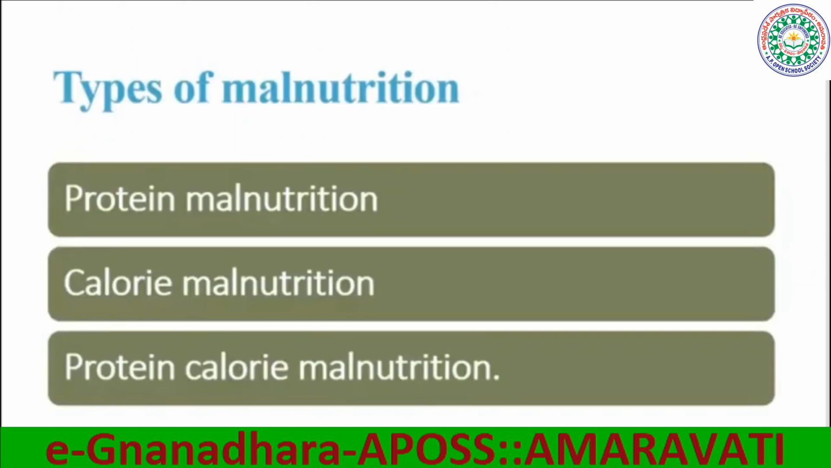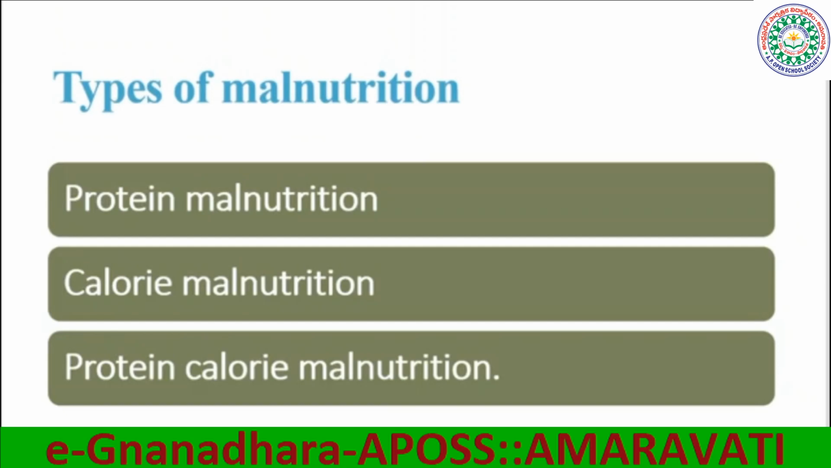How many types are there in malnutrition? Here you are observing 3 types. Protein malnutrition, calorie malnutrition, protein calorie malnutrition. First, what is protein malnutrition? Protein malnutrition means the food which we are taking does not contain protein food. That means we are not eating the proteins. Then the person gets protein malnutrition.